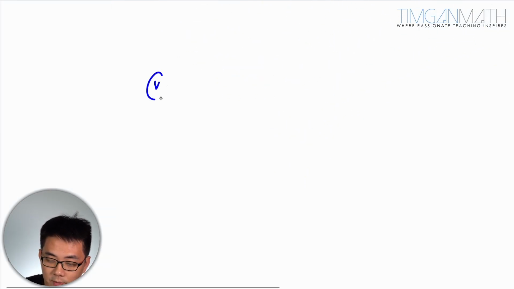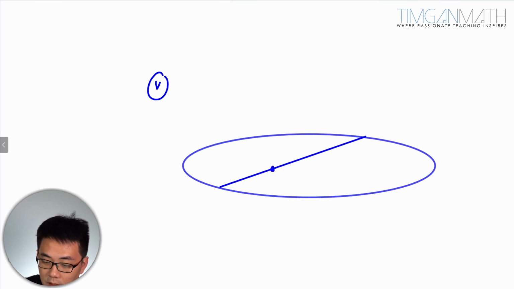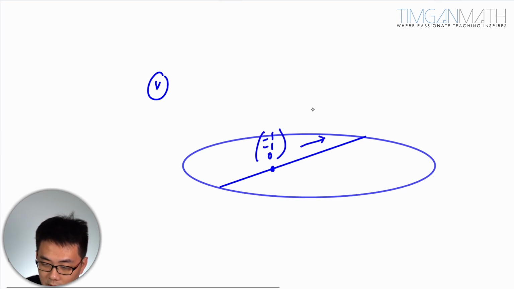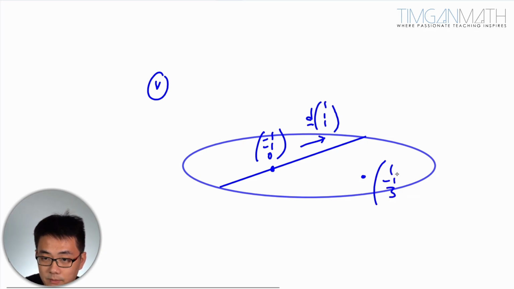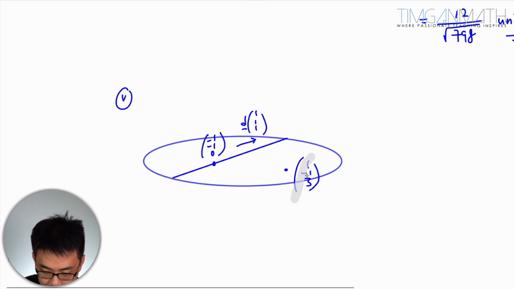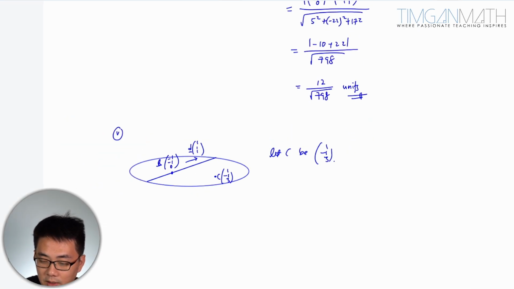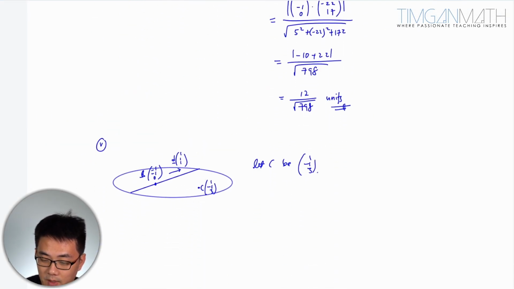So for 5, we just need a plane which contains a line. The point on the line will be minus 1, minus 1, 0, and the direction here is just 1, 1, 1. And we need a point here which is 1, minus 1, 3. I don't really like when there's no name to my points, so I'm just going to label this as C, because it's easier in the long run. And this is B, right? Okay, so this is B.